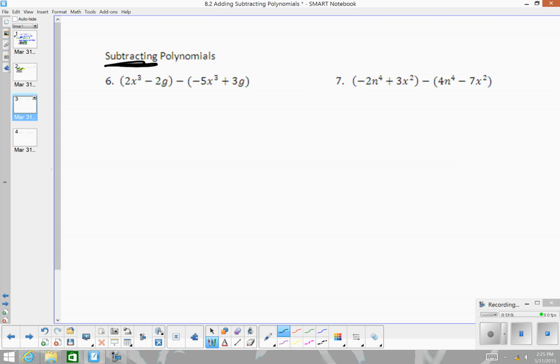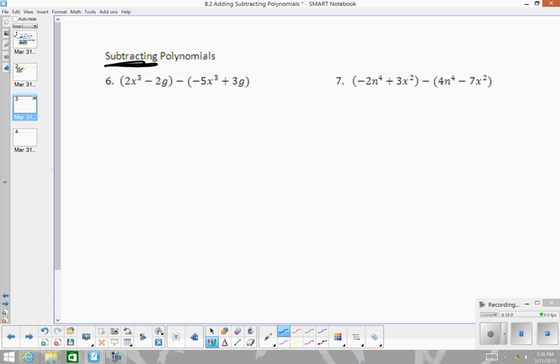Good. Sorry about that. So now when we're subtracting polynomials, okay, there's a slight difference, okay? When you subtract and you see a parentheses, then you're subtracting another set of parentheses, you're going to do the same thing that you just did with adding polynomials, except one minor detail.